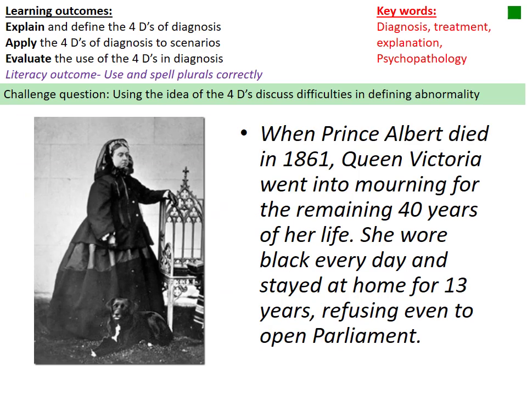When Prince Albert died in 1861, Queen Victoria went into mourning for the remaining 40 years of her life. She wore black every day, and she stayed at home for 13 years, refusing to even open Parliament. Is that abnormal?